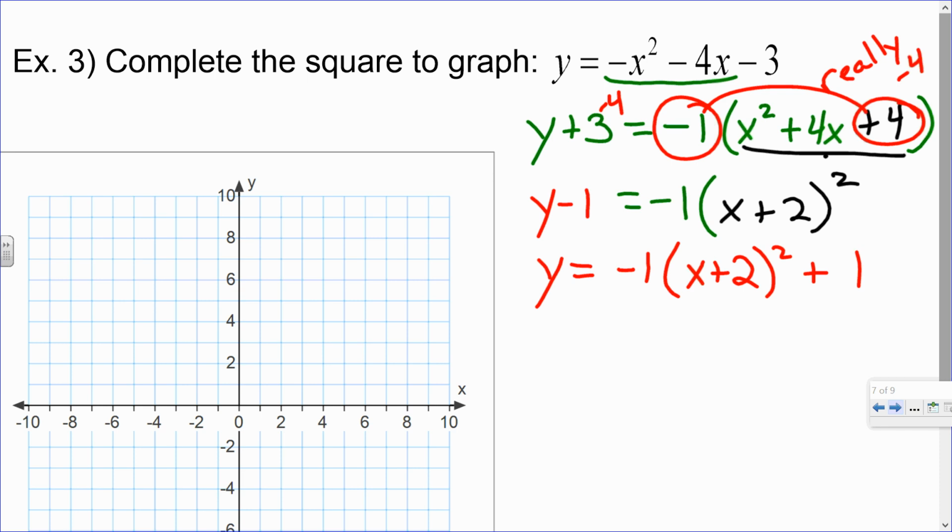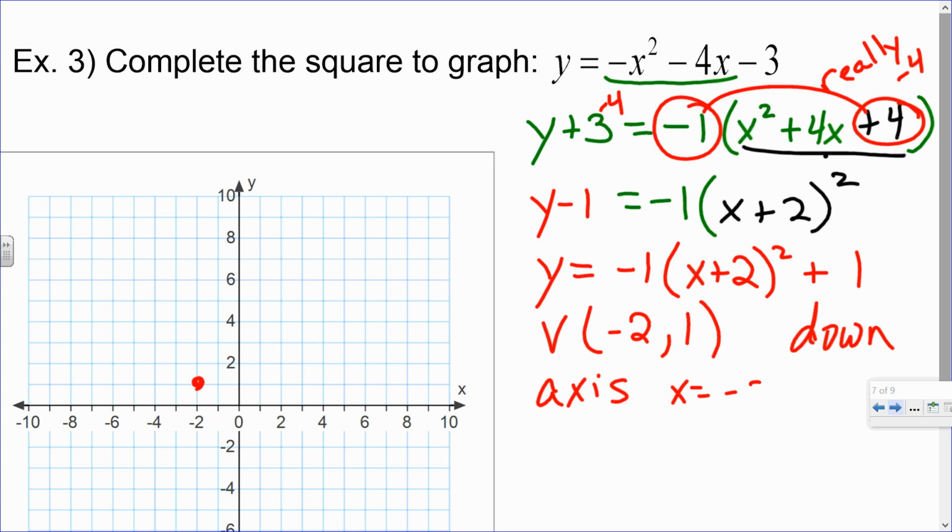Is that in vertex form? Ariel, what's the vertex? Negative 2 comma 1. Open up or down, everybody? Axis, everybody. X equals negative 2. So here's my axis. It's going to open down. Let's get our intercepts.